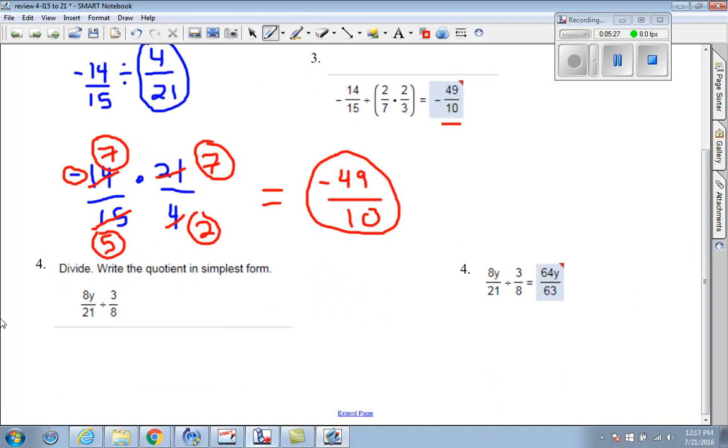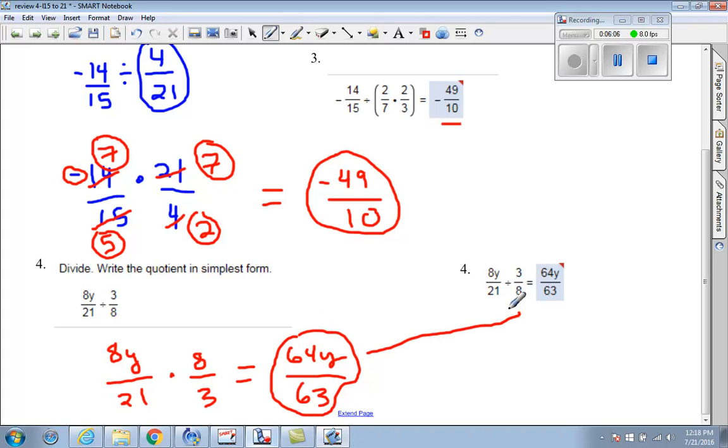Okay, let's try the next one. Division again, so I'm going to rewrite it. 8y over 21 divided by means times by the reciprocal. And because 3 cannot go into 8, and 8 has no common factors with 21, I'm not going to cross cancel. I'm just going to travel straight across. So 8y times 8 is 64y. 21 times 3 is 63.